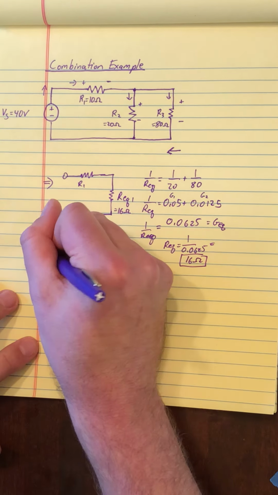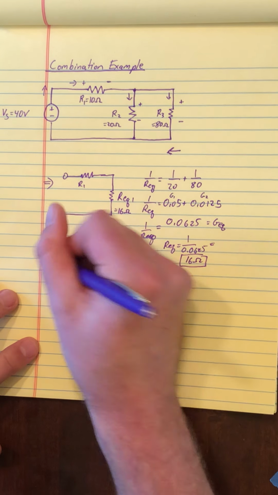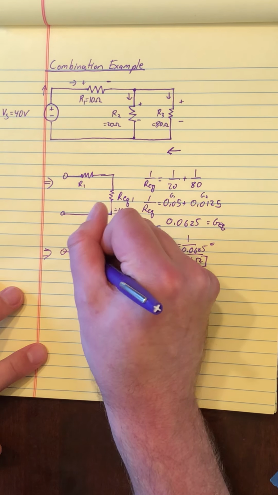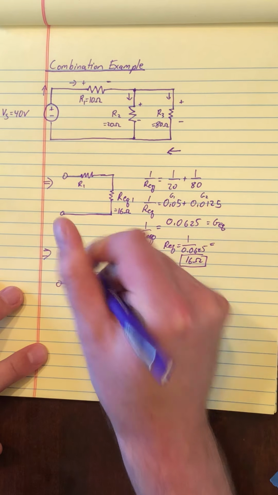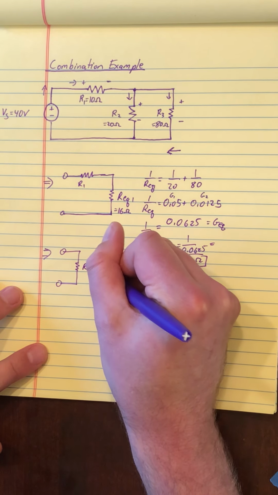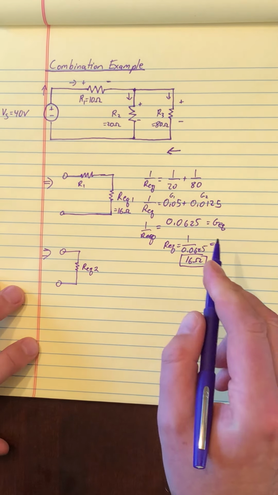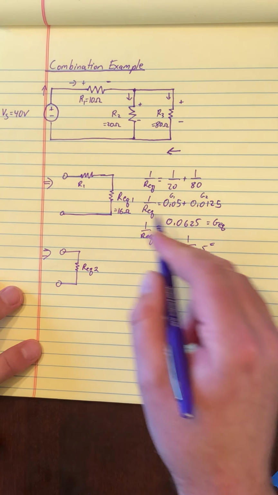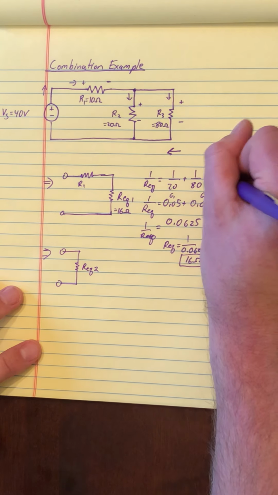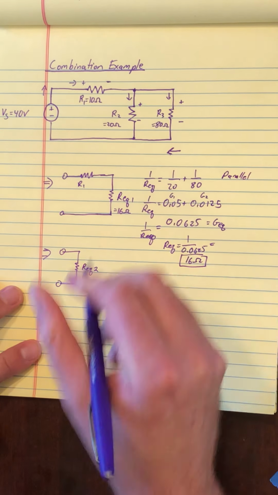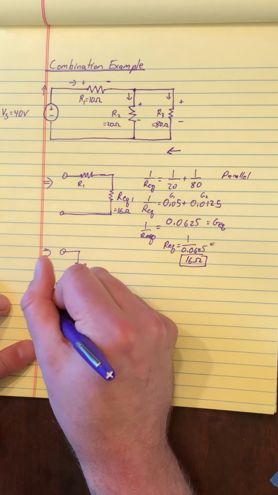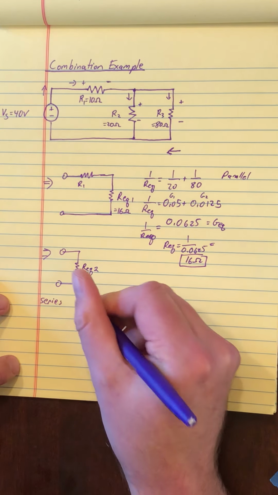The next step is we're going to turn this into simply one resistor. I'm going to call that REQ2. And so how do I do this? So these two are in series. So this one was parallel. These two are in series, so I have to combine these in a series fashion.